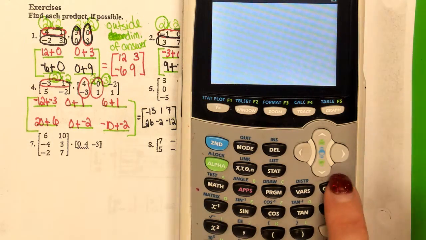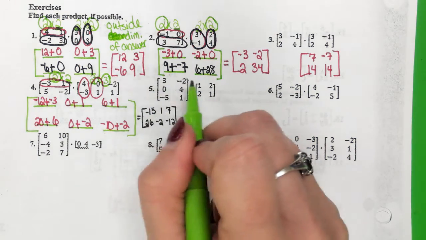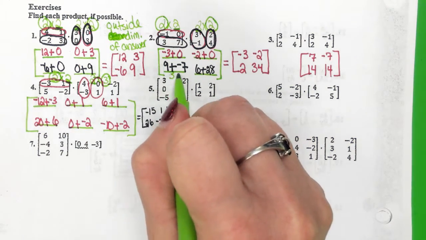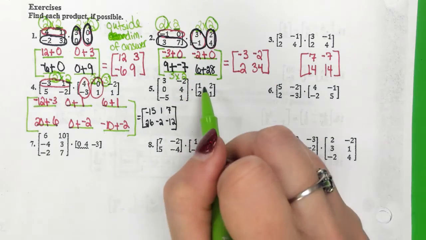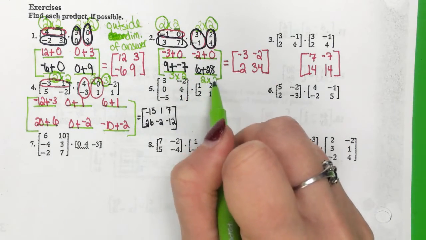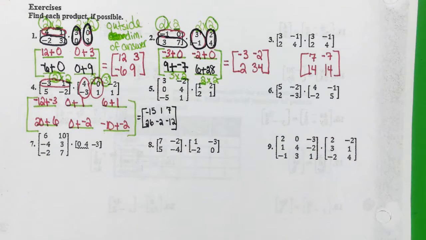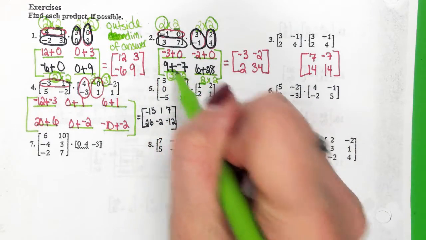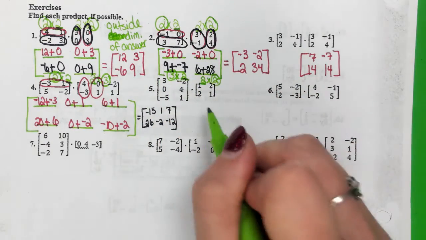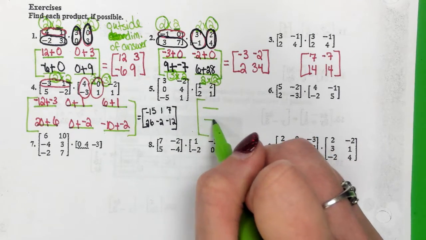Alright, let's look at number 5. What are the dimensions of the first one on number 5? How many rows? 3 by 2. What are the dimensions of the second one? 2 by 2. Middle ones match up, right? So if they match up, that means it's legal. I can do it. And what do the outside numbers tell me? The dimensions of your answer. There you go. So you're going to have a 3-row, 2-column.